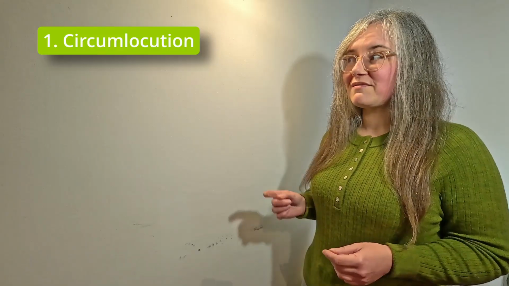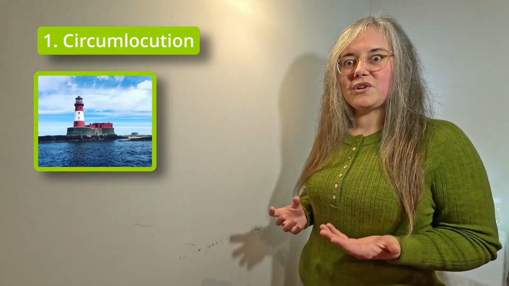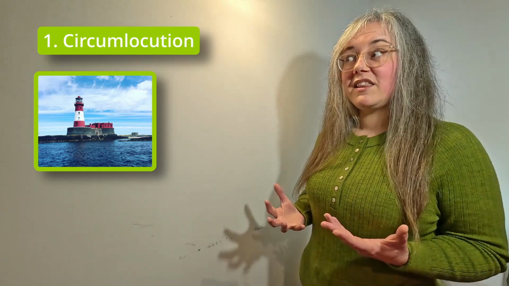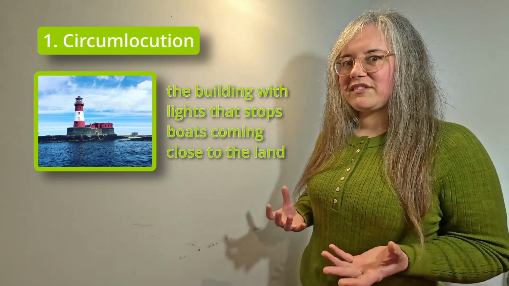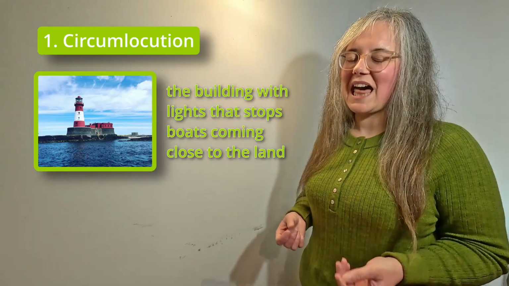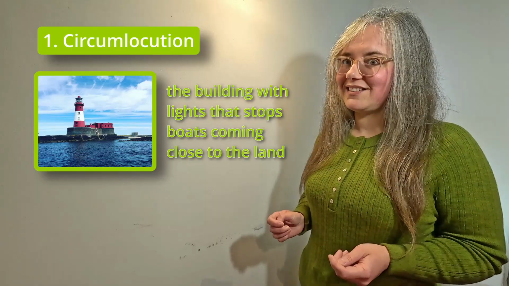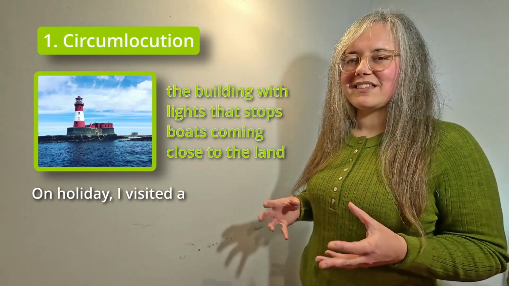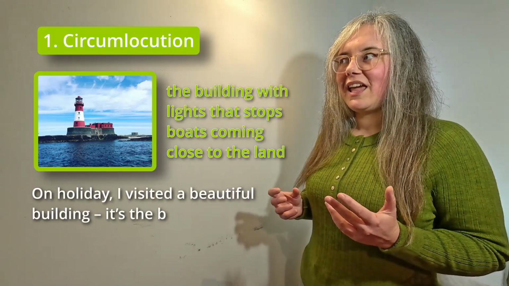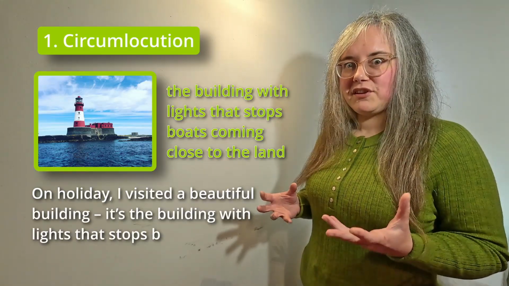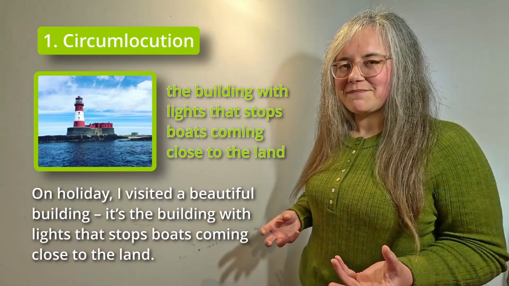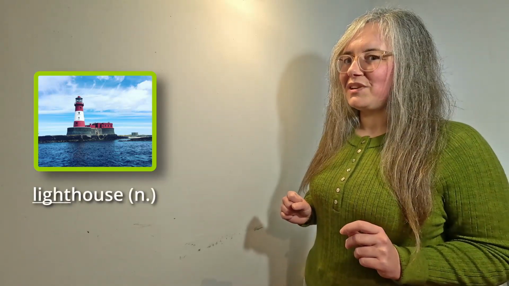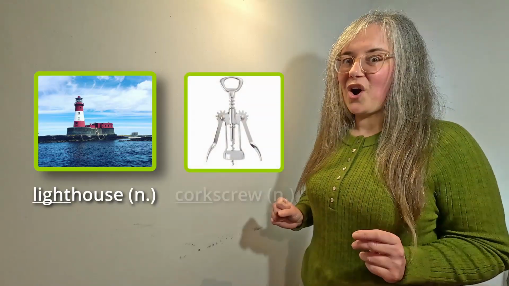If you don't know the word for this, you could describe it by saying, the building with lights that stops boats coming close to the land. So, in a sentence, you might say, on holiday, I visited a beautiful building. It's the building with lights that stops boats coming close to the land. And by the way, the real word for this is lighthouse, and the real word for this is corkscrew.